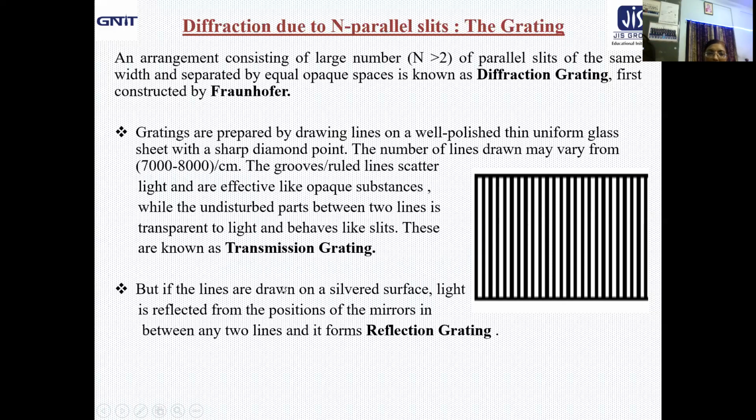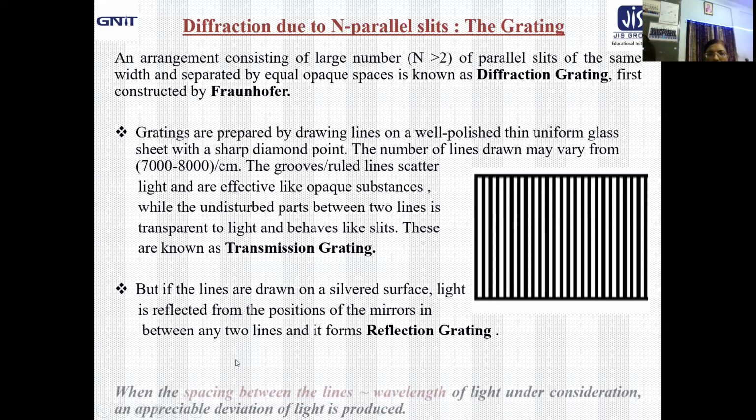But if the lines are drawn on a silvered surface, light is reflected from the positions of the mirrors in between any two lines. Naturally, it forms reflection grating. So, in case of the silvered surface, light is found to be reflected between the positions of the mirrors in between any two lines drawn like here. So, these are termed as reflection grating. Now, as per our syllabus, we will concentrate on transmission grating.